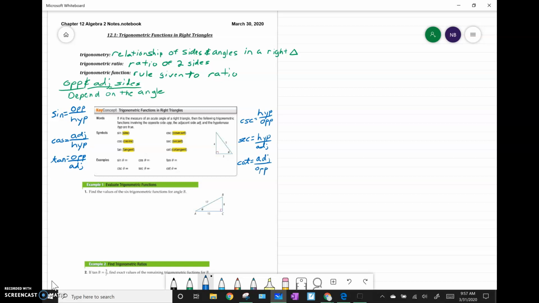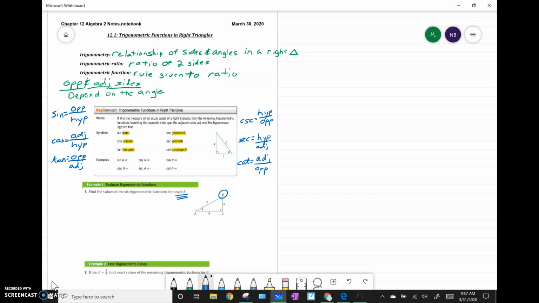Okay, this little chart of these 6 functions you're going to have to refer back to a lot, so that way you can use it kind of as a word bank to figure out what sides we need to find for these right triangles. All right, so let's go ahead and try this. Example 1 says find the values of the 6 trigonometric functions for angle B. Again, we're looking at angle B.